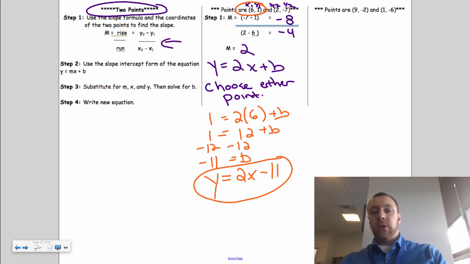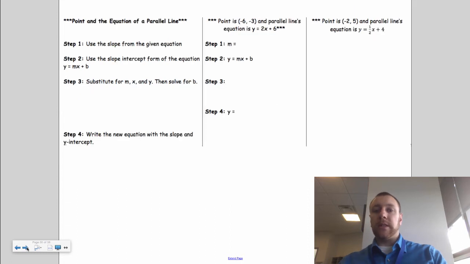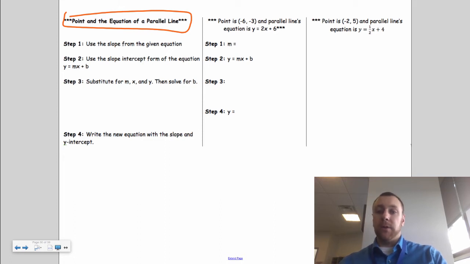The next two problems deal with parallel and perpendicular. So it's going to be a point and an equation of a line parallel to. So it's not the line that I'm given, but it's parallel to. So you have to remember parallel means the same slope. Same slope, but different y-intercepts. So I know my m, in this case, is 2. So I can follow that same procedure. So y equals 2x plus b. And now I just use the point I'm given.